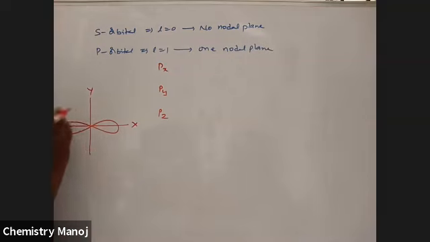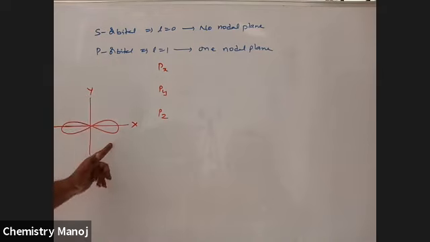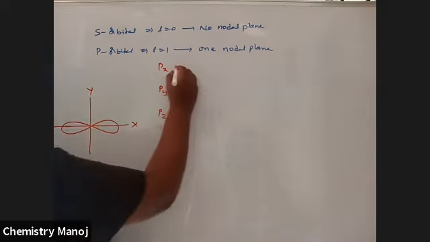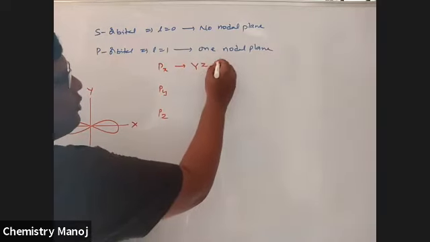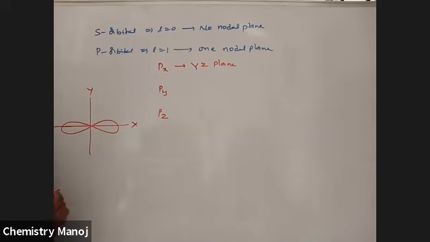The plane perpendicular to this axis is nothing but the YZ plane. This plane has no electron in it. That means this plane acts as the nodal plane for this Px orbital. That's why for the Px orbital, the YZ plane is the nodal plane.